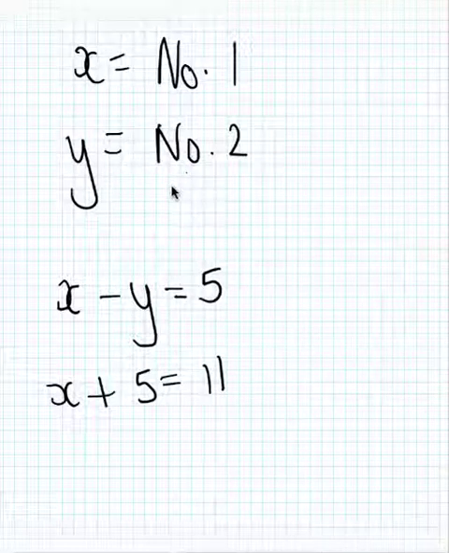I've chosen x to be the first number, y could be my second number, and these are the two equations that I came up with from the information given. This one is saying the difference between these two numbers is 5, whereas this one is saying the sum of the two numbers is 11. Now you solve these simultaneously and check your answer with the person next to you.